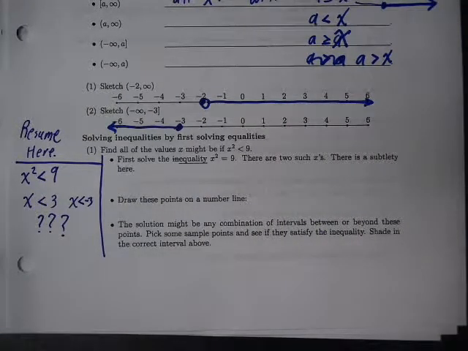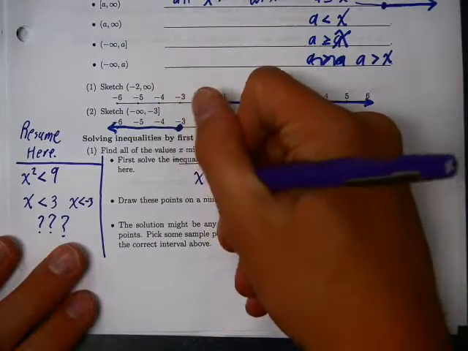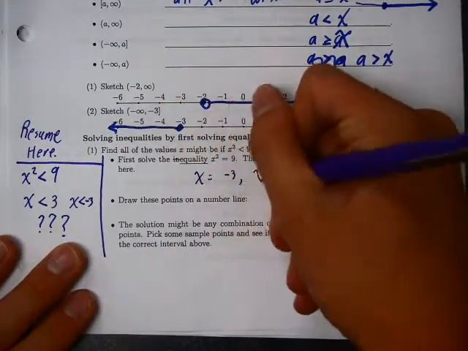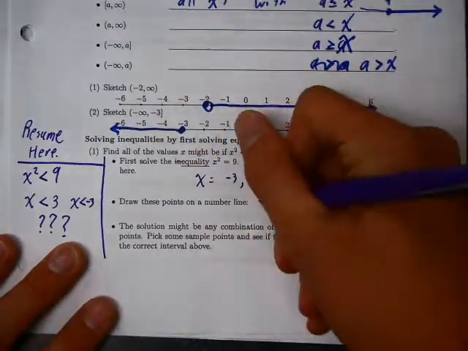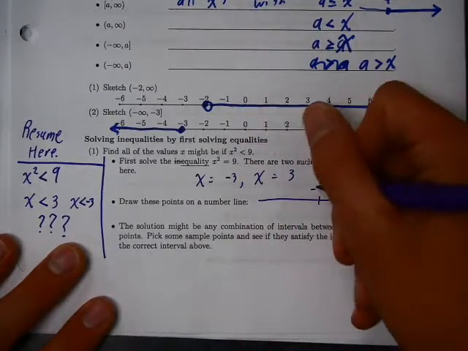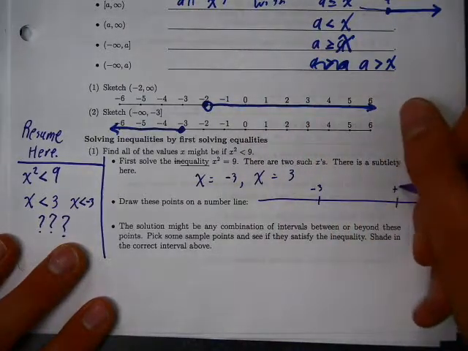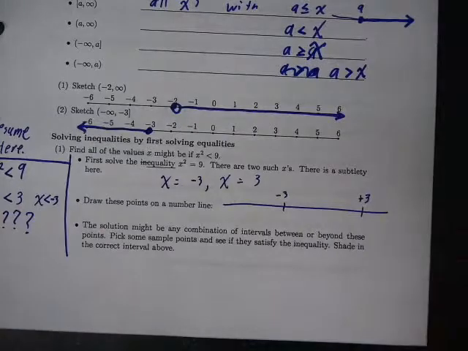But we already found the solutions to that. What are the solutions to x squared equals 9? x equals 3 and x equals -3. On a number line, there's -3, there's +3. So we'll play the game where we take points between and beyond and see what happens. And maybe we'll even just think about what happens at those actual points.